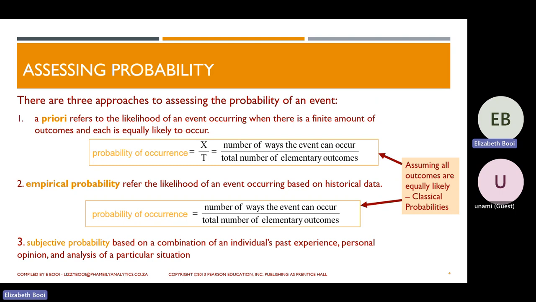And then the third one is subjective probability. This one is based on the researcher's opinions. It's a combination of individual past experience, personal opinion, analysis, and the particular situation. So this one uses a mixed-method way of assessing your probabilities, because you also have to put yourself into it: your opinion, your prior knowledge, or the way you view things.